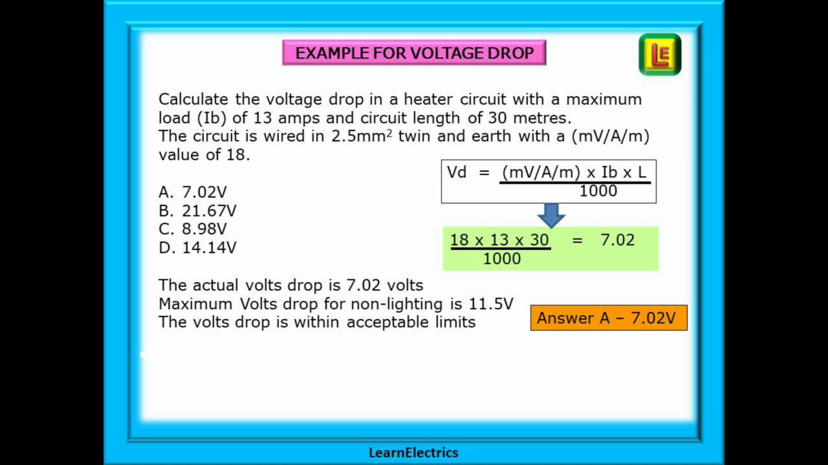18 times 13 times 30 is 7020, and divide this by 1000 to give 7.02 volts. The actual volts drop therefore is 7.02 volts. And the maximum permitted volts drop for non-lighting is 11.5 volts. The volts drop is within acceptable limits, so we should choose answer A.